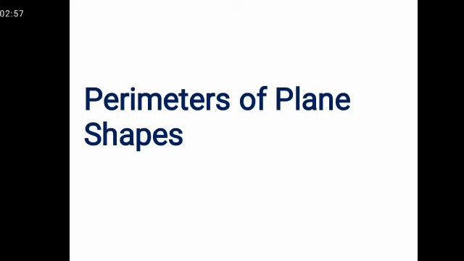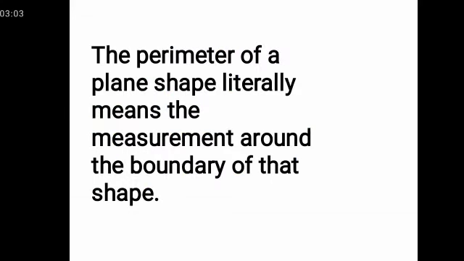Now, we're going to be looking at perimeters of plane shapes. Some of you must have been hearing about perimeters of plane shapes. When you hear perimeter of a plane shape, what does that mean? What does that tell you? The perimeter of a plane shape literally means the measurement around the boundary of that shape. That is, the addition of all the sides of the shape gives you the perimeter of that shape.